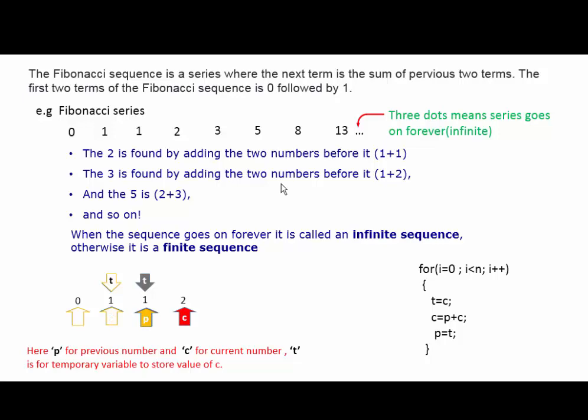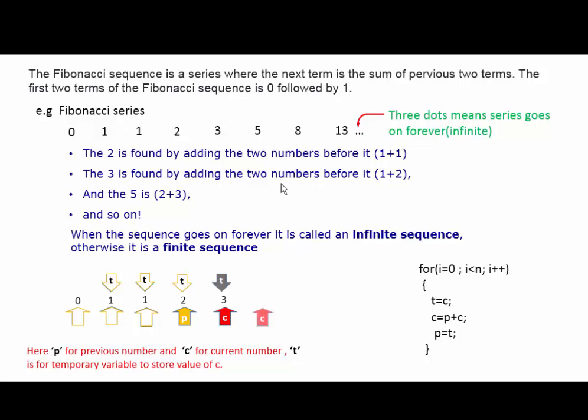Then p is 1 because t is assigned to the p variable. It means the value of p is 1. So i is incremented and control passes to the next loop. So the value of c is assigned to t. Then again the addition, c is equal to p plus c. It means 1 plus 2 is equal to 3. Then the value of t is assigned to p. So p is 2 and control goes to the next loop.